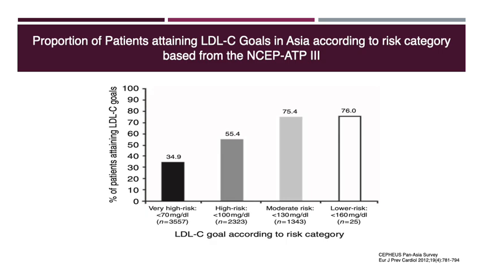This slide shows the proportion of patients attaining LDL goals in Asia according to the risk category based on the NCEP ATP3 guideline. Take note that among high-risk patients, only 55.4% attain their LDL-C goals, whereas among very high-risk patients who are supposed to reach 70 milligrams per deciliter of LDL, only 34.9% reach the target.